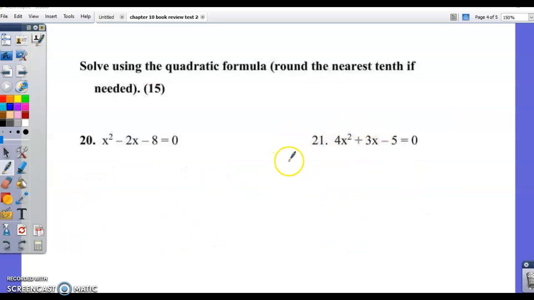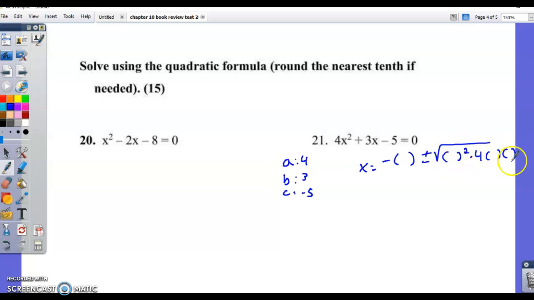I'm going to set up this one. So we have A, B, and C. We have 4, 3, and negative 5. So set up your quadratic formula. X equals negative B plus or minus square root of b squared minus 4ac, divided by 2a. And I'm going to pause this because I'm running out of time here, so I'm going to pick this up on my next video.